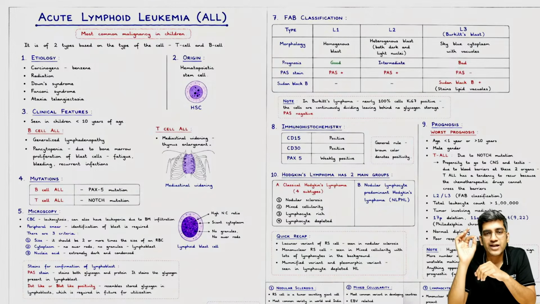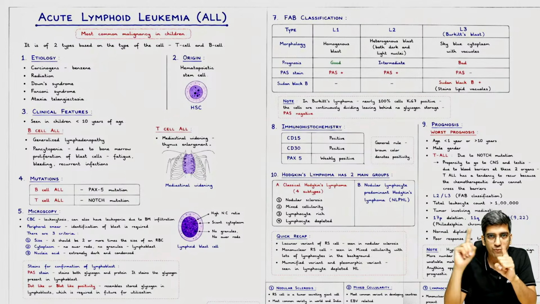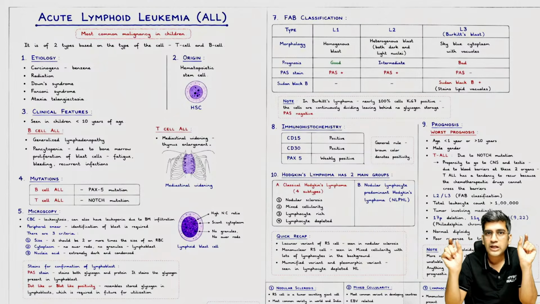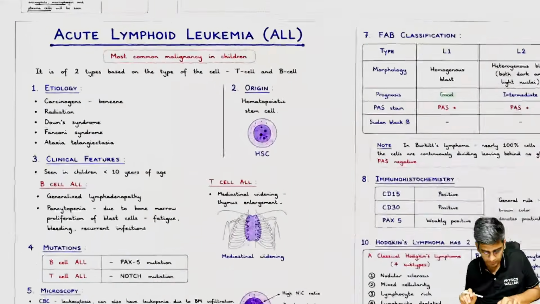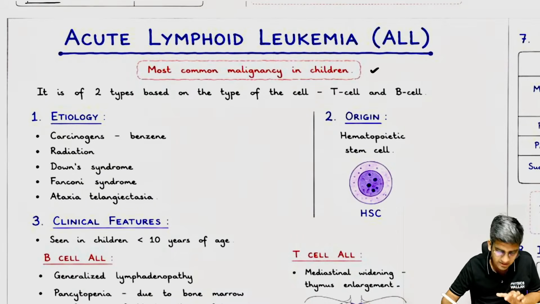A child with a leukemia is diagnostic of ALL. ALL is acute lymphoid leukemia. I'll have two different types of ALL. One is B-ALL and the other one is T-ALL, right? Perfect. Now let's go through it one by one. ALL is the most common malignancy in children.